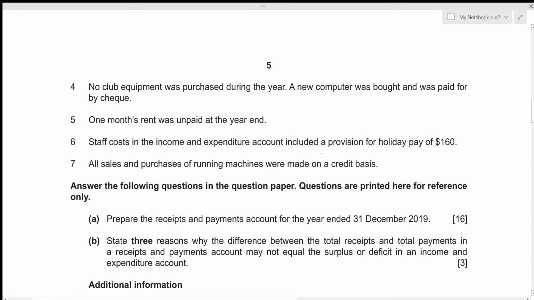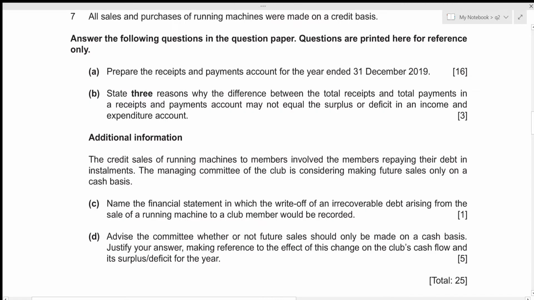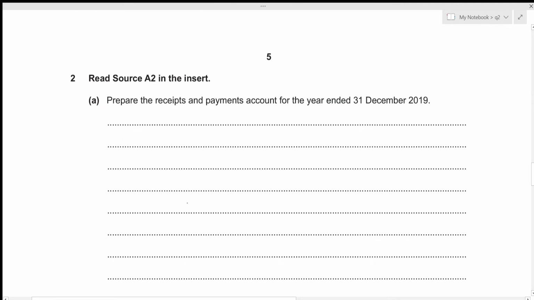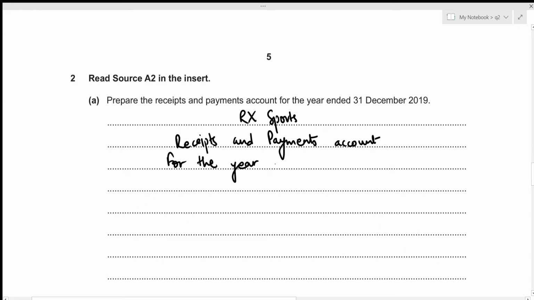Okay, so we're given additional information. Let's have a look at our first question. We need to prepare the receipts and payments account for the year ended 31st December 2019. Okay, let's do that. We're preparing our receipts and payments account for RX Sports. This is receipts and payments account, and this is for the year ended 31st December 2019.